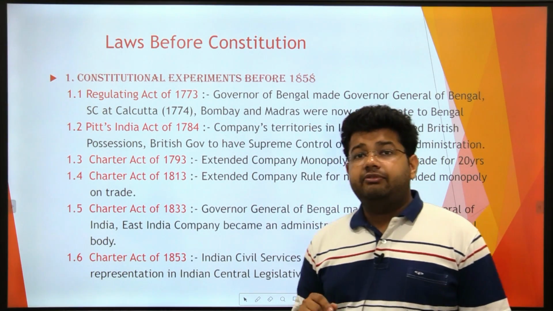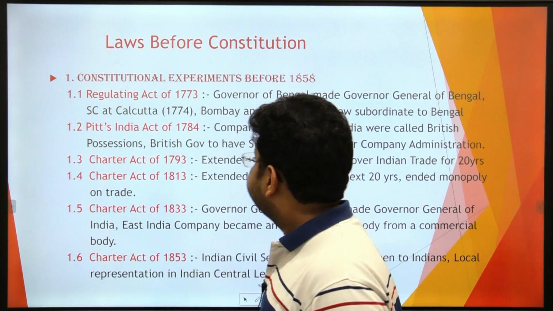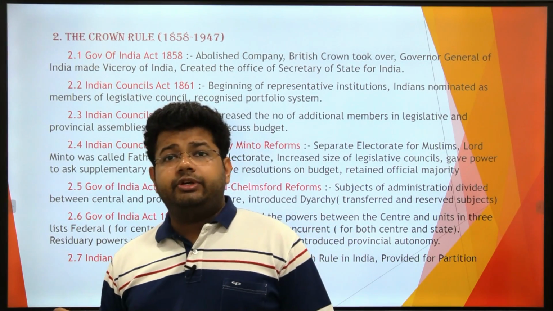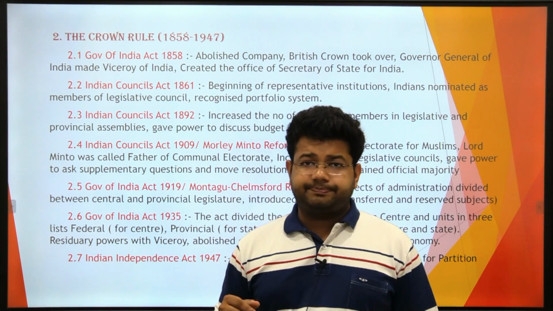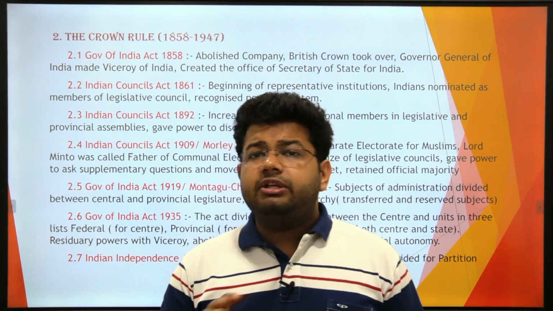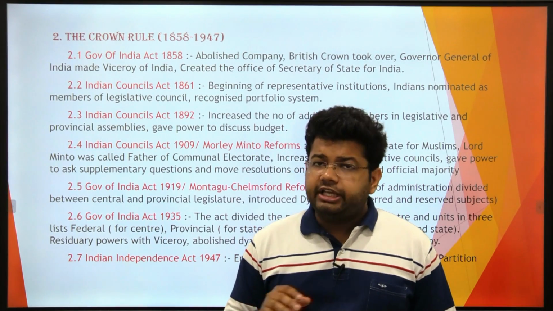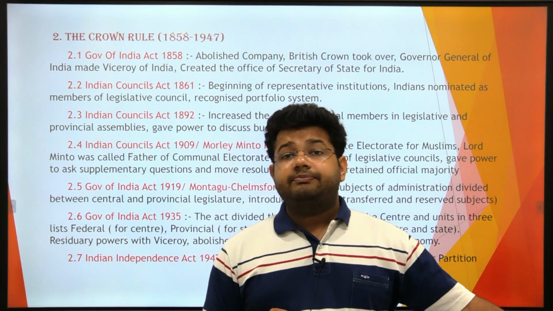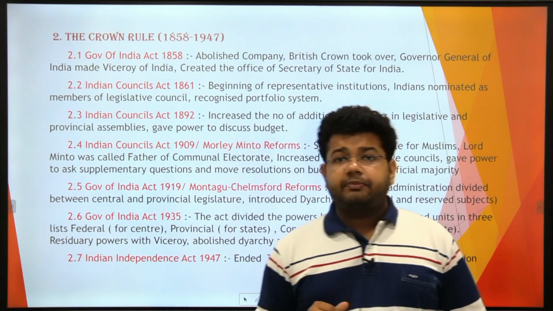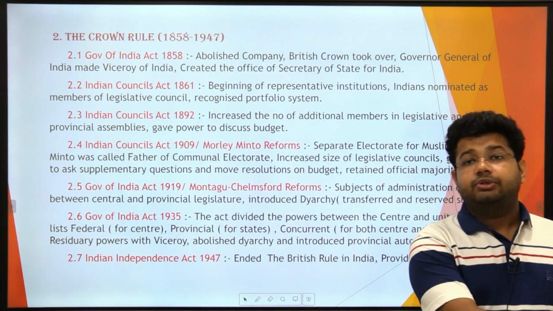Then we have the war, the first war of independence, that is 1857. Right after the first war of independence of 1857, the British Crown realized that now it was beyond the company's ability to rule India peacefully, and therefore, through Government of India Act 1858, the British Crown abolished the company and took over the administration of India directly into its hands.